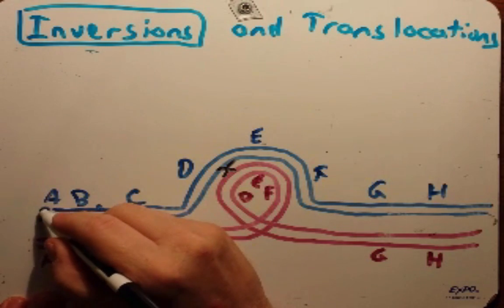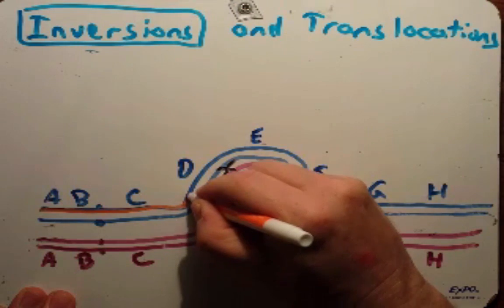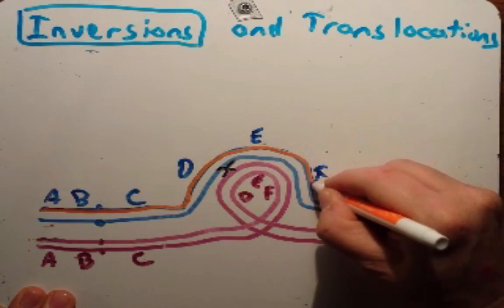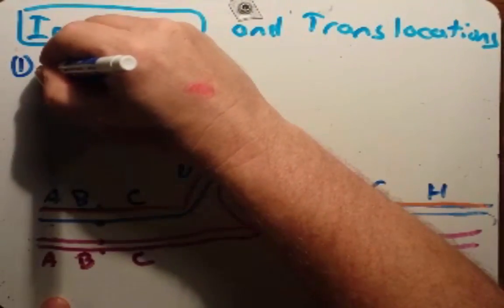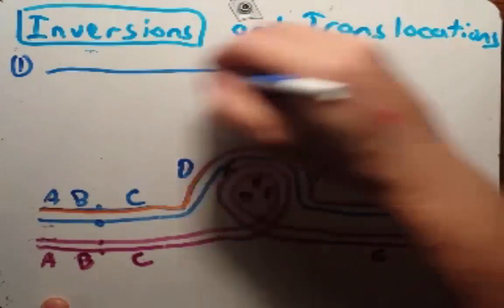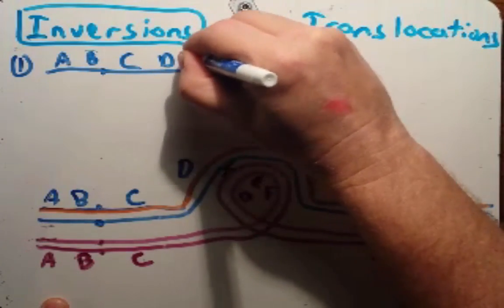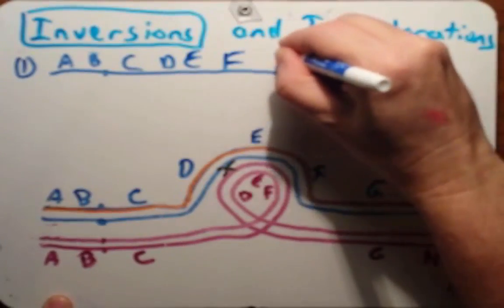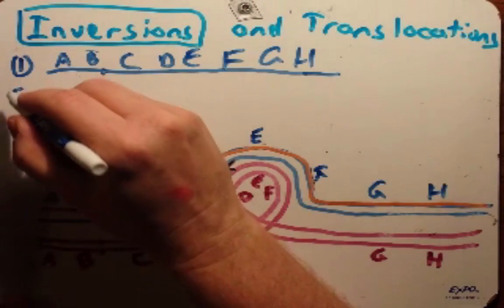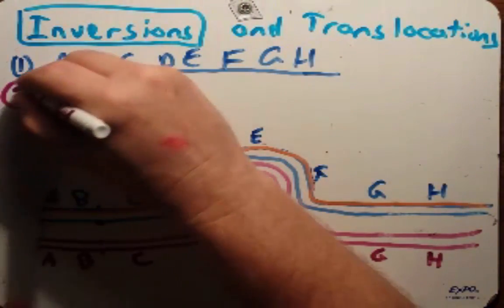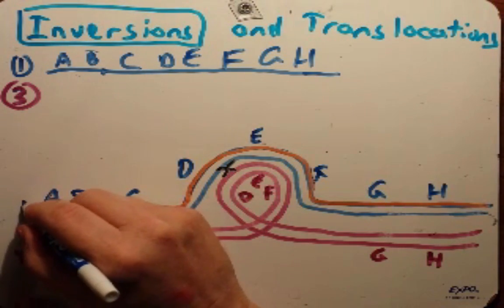So the first one here, this will be one of our easier ones. So we'll do it in orange. And so we have A, B, C, D, E, F, G, and H. So we have our first gamete, which will be A, B, C, D, E, F, G, and H. Let's take this third one here, and I'm going to label it 3, just so we can keep it in order. So this is 3, and this is 4, and this will be 1 and 2.